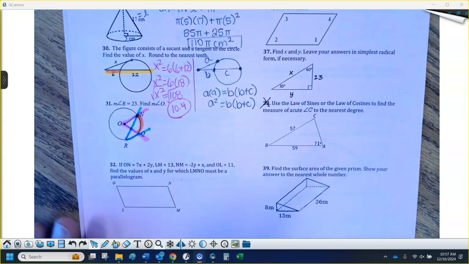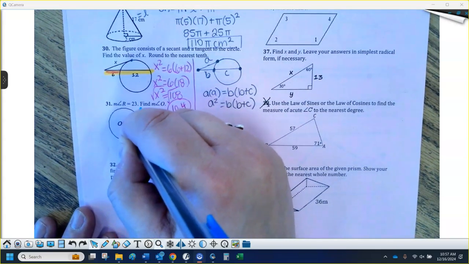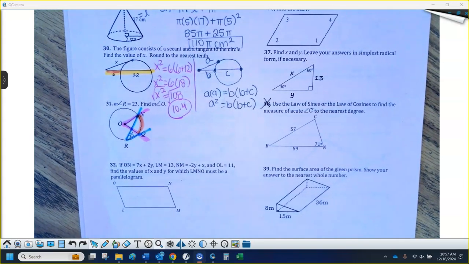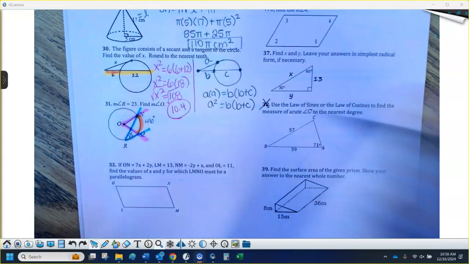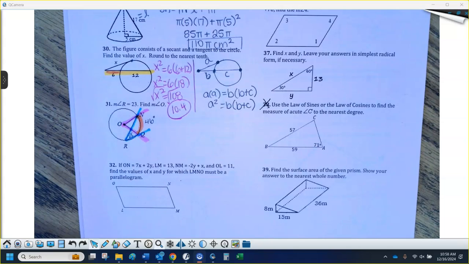It tells you that R is 23. Sorry, it's so tiny. Now, for angle R, the vertex is on the circle, whereas for angle O, the vertex is on the center of the circle. They do intercept the same arc. If I know angle R is 23, can anybody tell me what the arc from N to Q would measure? 46. Okay, it's double. If you have an angle whose vertex is on the circle, you can take the angle and double it to get the arc.